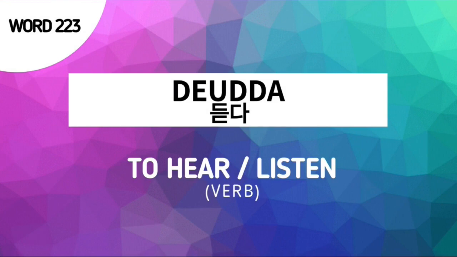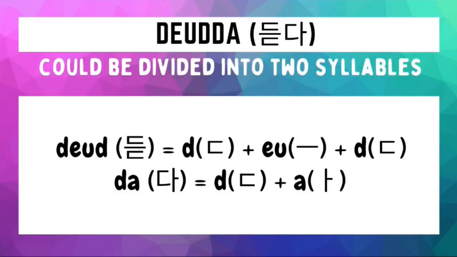Since this is a root verb, it still has to be conjugated to be able to use it in a sentence. Now, how do we write 듣다 in Hangul? Let's start with the first syllable. First, we need to draw a dikkat character, followed by the character, followed by another dikkat character. That's it for the first syllable. And then for the second syllable, da, we need to draw first a dikkat character followed by an a character. And then we just have to combine the Hangul for each of these two syllables to form the Hangul of the word 듣다.